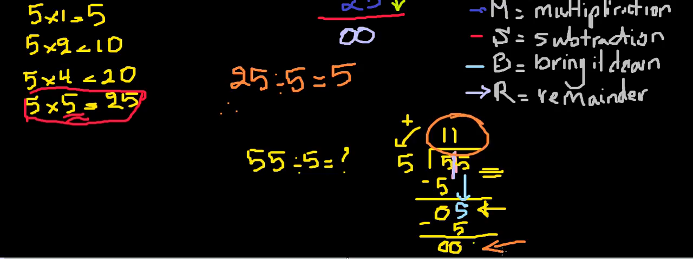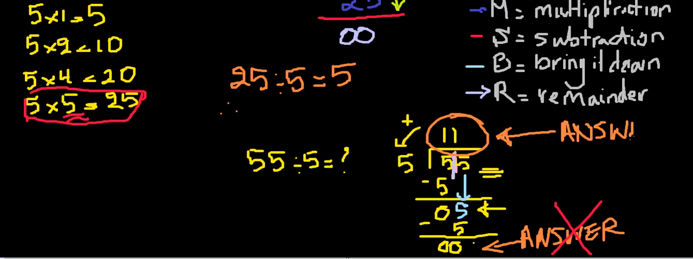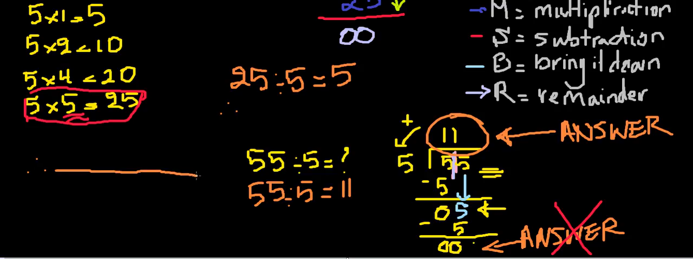This is not your answer. This is your answer. And we call this the quotient. Okay? So if I were to go back, I would write this 55 divided by 5, right, equals 11. Now don't forget that I need to write the statement, therefore statement. So you write whatever the question is asking.